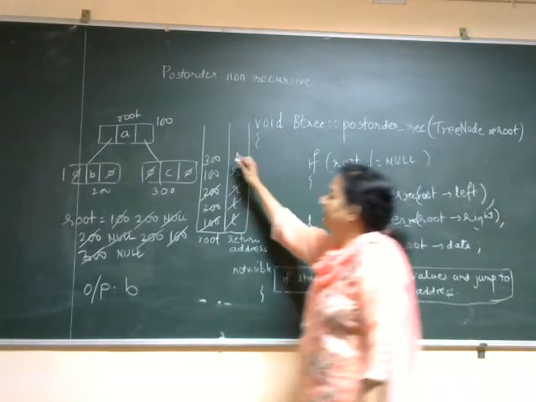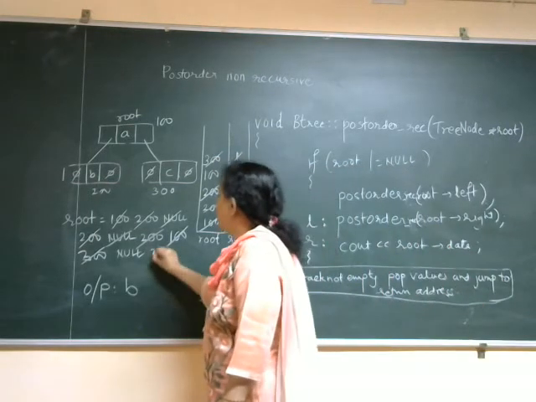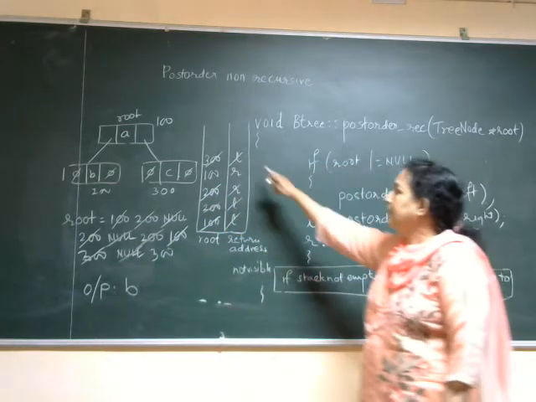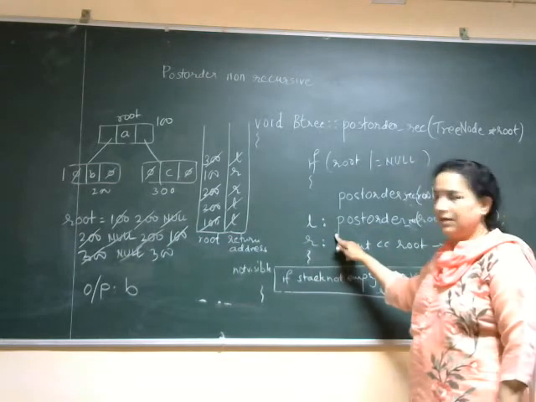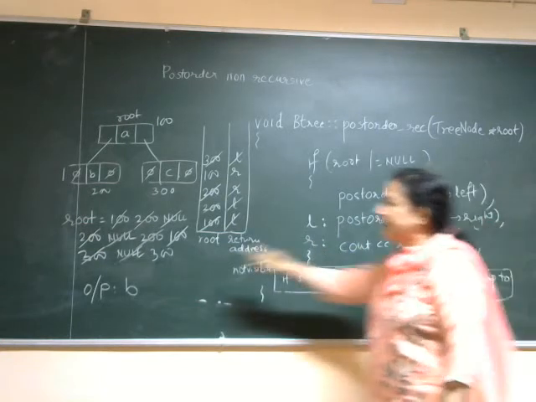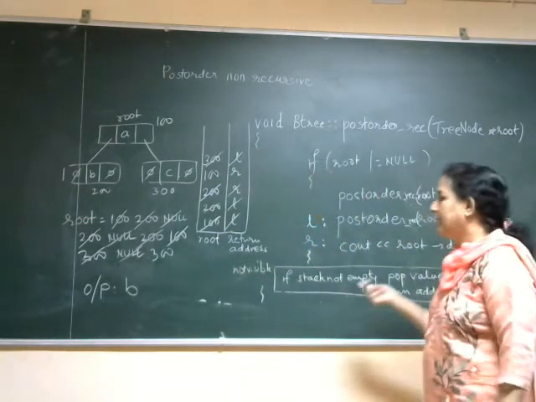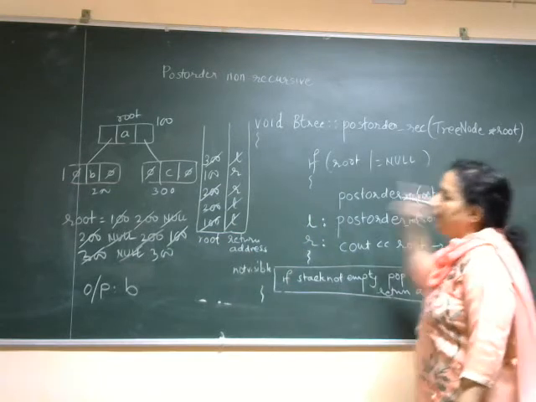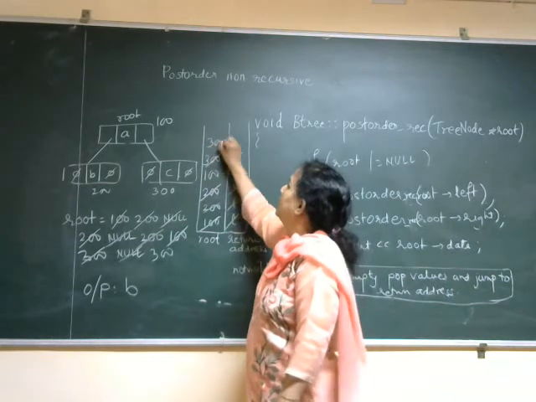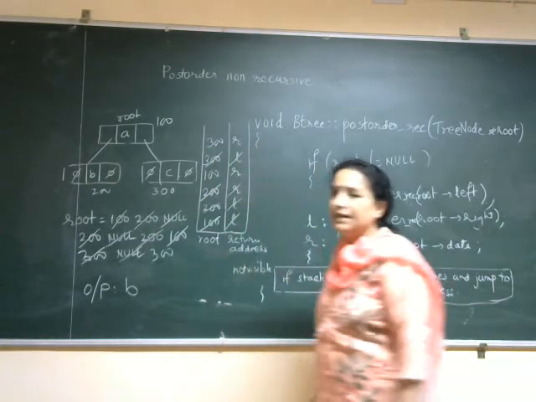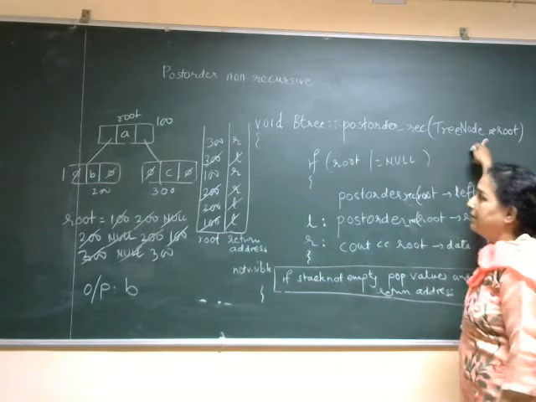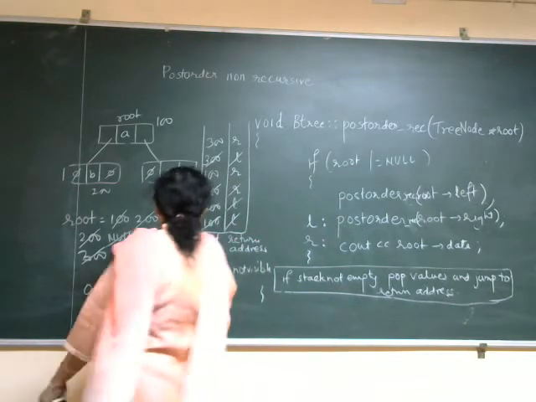So I have pop 300 with L. So now my root is 300 and return address is L. So I will jump to this. Now post order recursive root pointer right. Now root value is 300. Right of 300. Now right of 300 is what? Null. But before changing that, I will call this. So I will push 300 with R inside stack. Okay. Now again I will come to this. Okay, and I will change root as null.